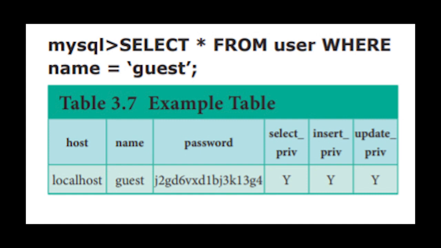See, select means we will give select, and then from, and then the user's name. In the previous example, what username did we give? User, right? We can give user, and where. If you are giving a name for that, we can give that name itself. Understood? And here they have given an example. Host is localhost. The name they have given is guest, and they have given a password, and select, insert, update. Yes, yes, yes. Okay, understood?